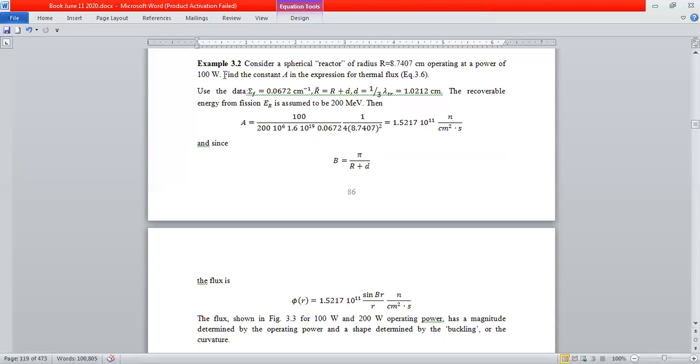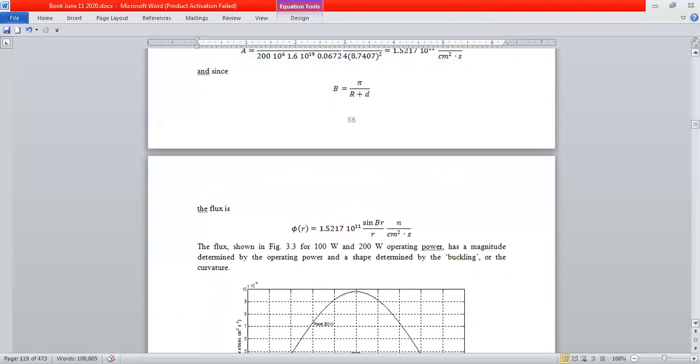So it's going to just power a little bulb. So find the constant. Here I just want you to calculate the constant A from the expression. Such a big number. See that? Because of the recoverable energy. And since the buckling is pi over the, this is the extrapolated distance, you can get an expression for phi of r.